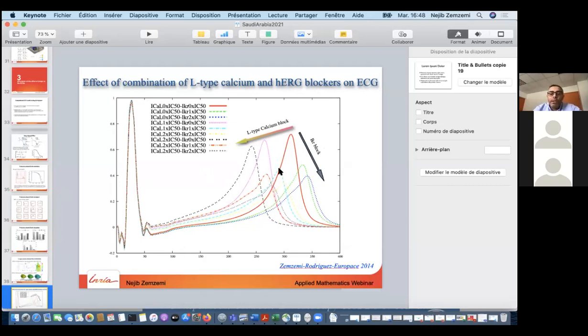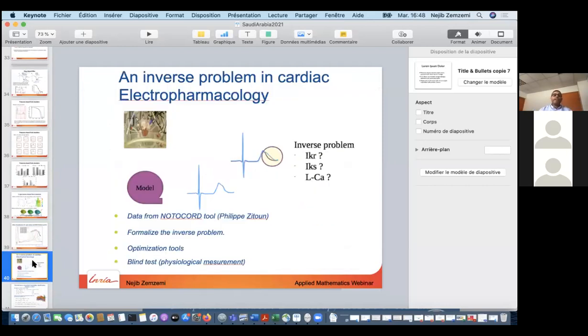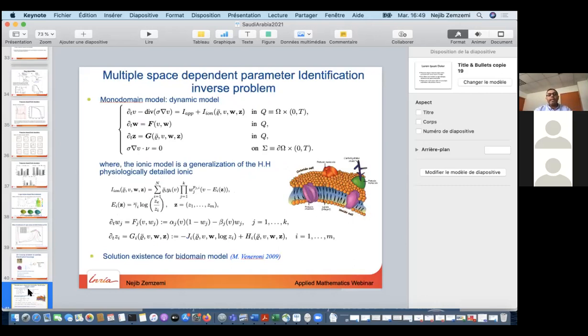Here, for instance, between the blue one and the gray line, there are different doses, but we have almost the same QT interval. And this gives the following question, which is an inverse problem in cardiac electropharmacology. If you have a prolongation of a QT interval, which is the ion channel that is responsible for that? So the problem could be formulated mathematically.